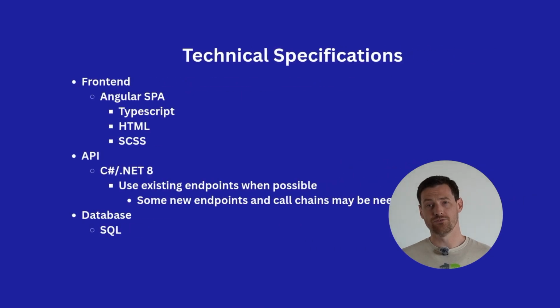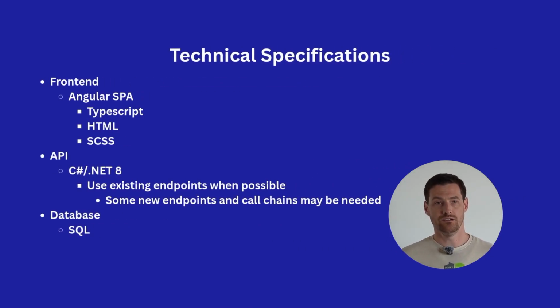The front end of Anchovy is an Angular single-page application, and we use Ionic components as well as HTML and CSS to style components. The API is a .NET 8 API. We want you to use existing endpoints when possible on this project. Most of the endpoints that you need will already be built, but we may need to make some changes in the API to handle both mobile users and desktop users. And then the database is a SQL database.